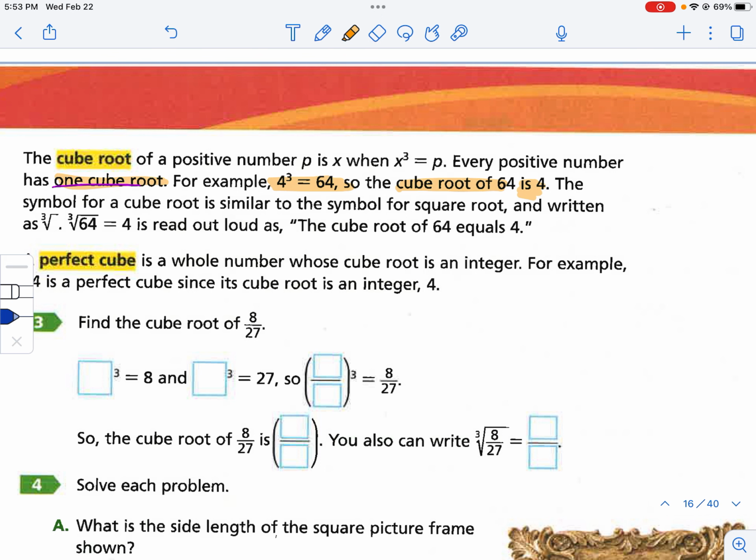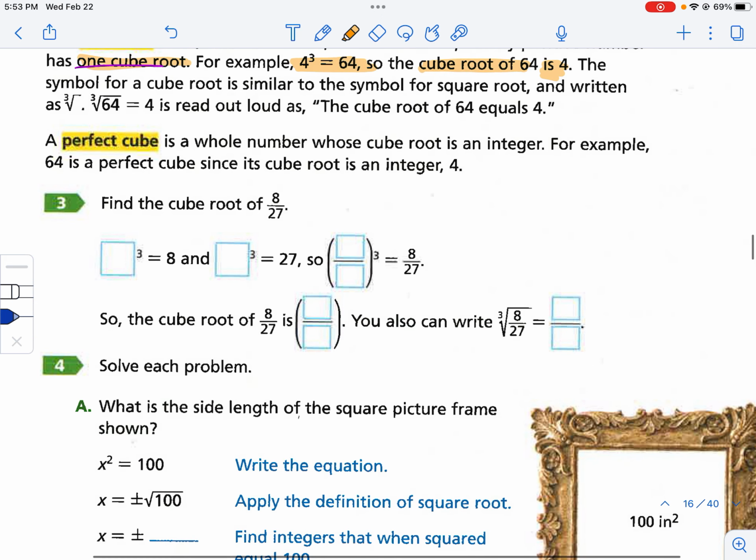So let's look at this. A perfect cube is a whole number whose cube root is an integer. Okay, so let's look at this. Find the cubed root of 8/27. So what times itself 3 times will get 8? 2 times 2 times 2 gets 8.